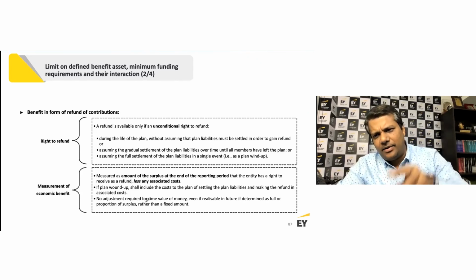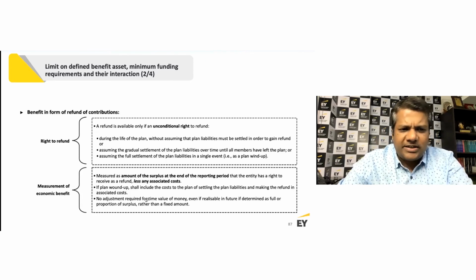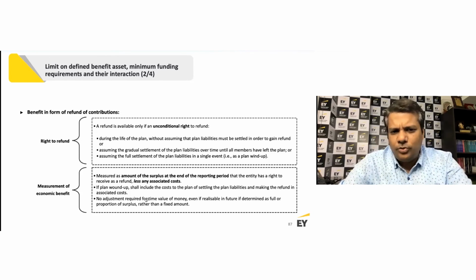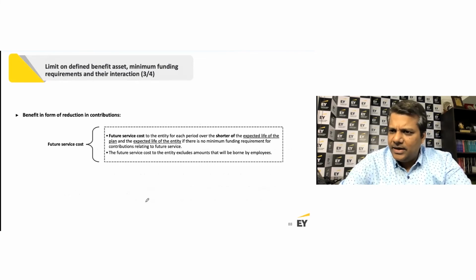So a lot of this will be guided by the jurisdiction in which the benefit plan is required to be implemented, or the way the plan has been implemented by the company, or the related terms and conditions. So no adjustment is required for time value of money, even if realizable in future, if determined as full or proportion of surplus rather than a fixed amount. So if there's a benefit in the form of reduction in contribution, you have to be careful and be clear that it is allowed against the future service cost, over the shorter of the expected life of the plan and the expected life of the entity, if there is no minimum funding requirement for contribution relating to future service. These are all the limits which are placed. The future service cost to the entity excludes amounts that will be borne by employees.